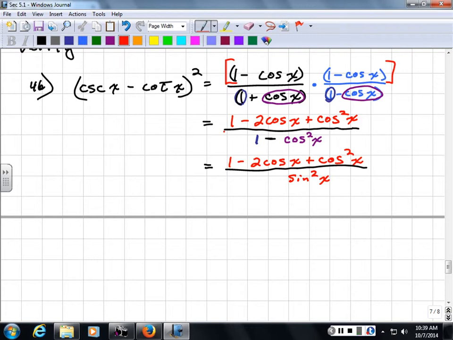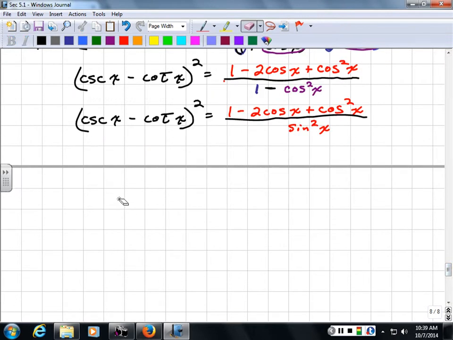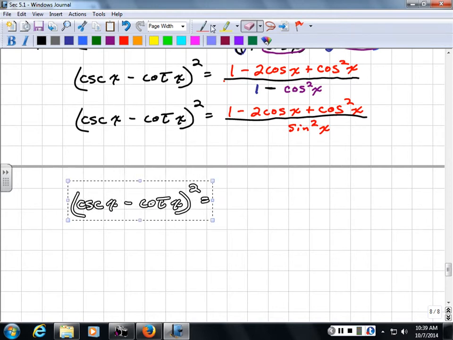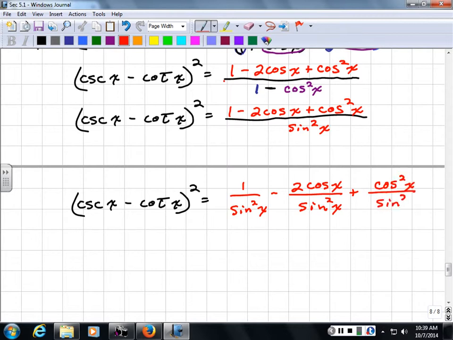So what should I do? Split it up into what? 3 fractions, right? And don't forget that over here on the left-hand side, things are still the same. It hasn't changed. And so we'll go down here and we'll split up the right-hand side and get 1 over sine squared x minus 2 cosine x over sine squared x plus cosine squared x over sine squared x. That's one thing I could do. There's actually a bunch of things I could do if I really wanted to. What does that do for me?